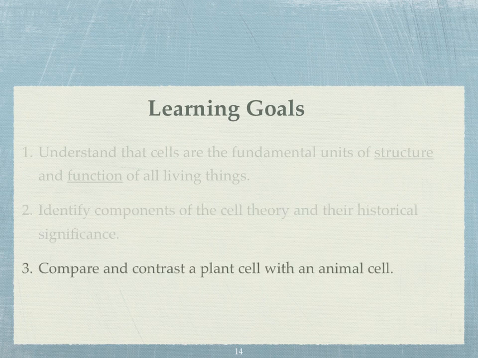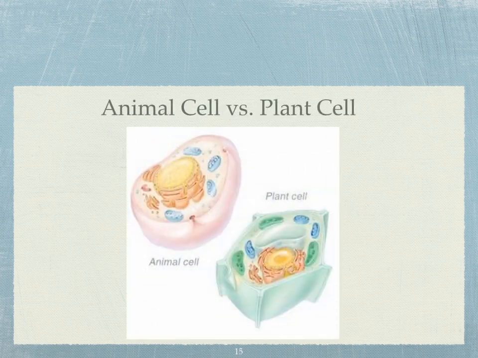The last learning goal we will explore will compare animal cells to plant cells. Look at the plant and animal cell cartoons pictured here. What do you notice about their shape? What do you notice about the structures that make up each type of cell?